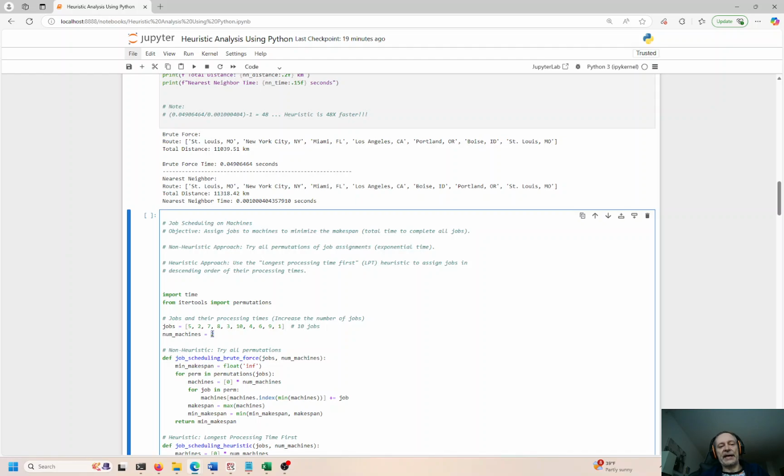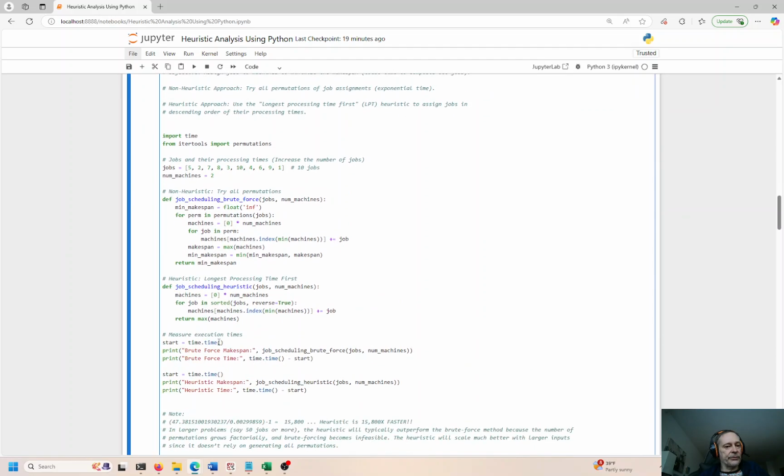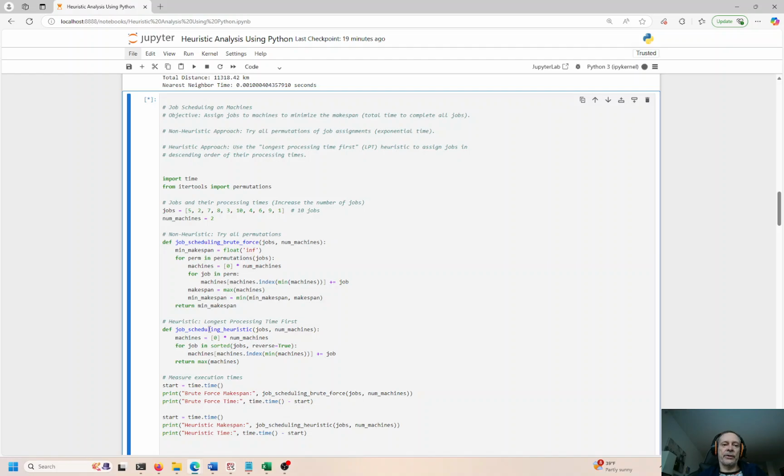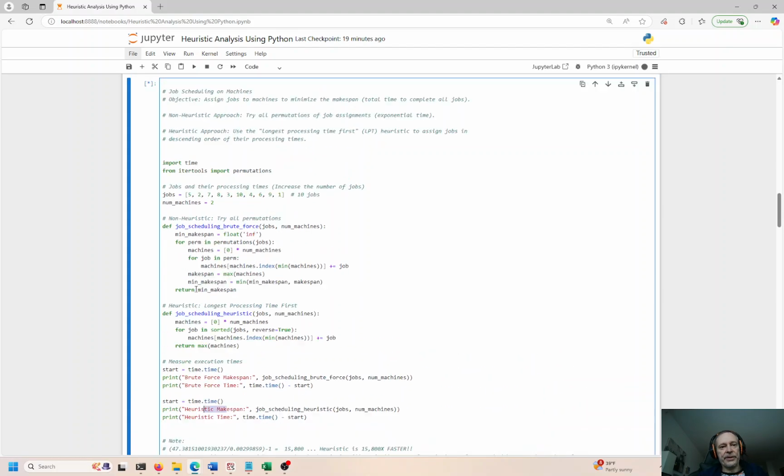But if some jobs run faster, maybe you can put 6 jobs on one machine and 4 on another, right? We don't know exactly what the most efficient method is, but we'll let the algorithm determine that for us. So we're, again, doing the brute force method and the heuristic method and looking at the outcome of both.